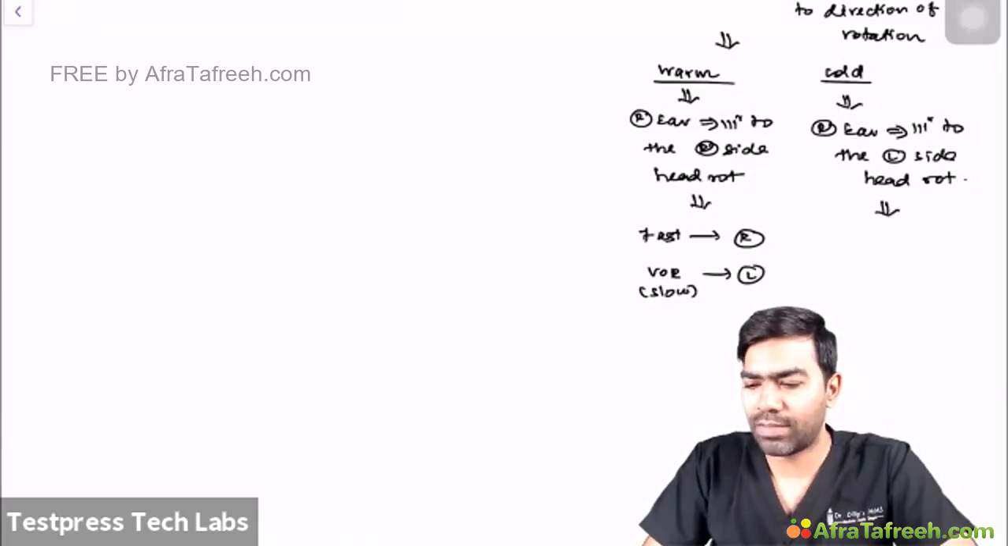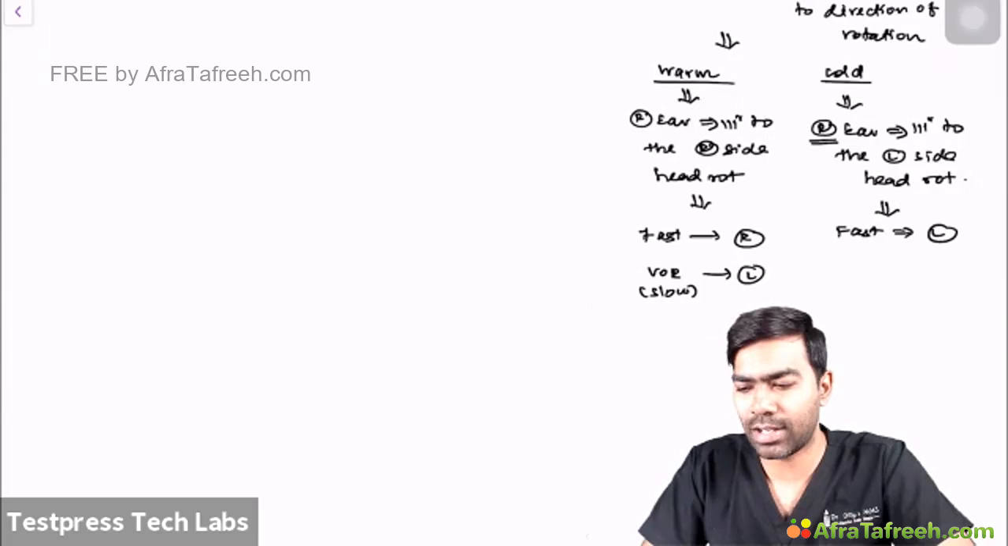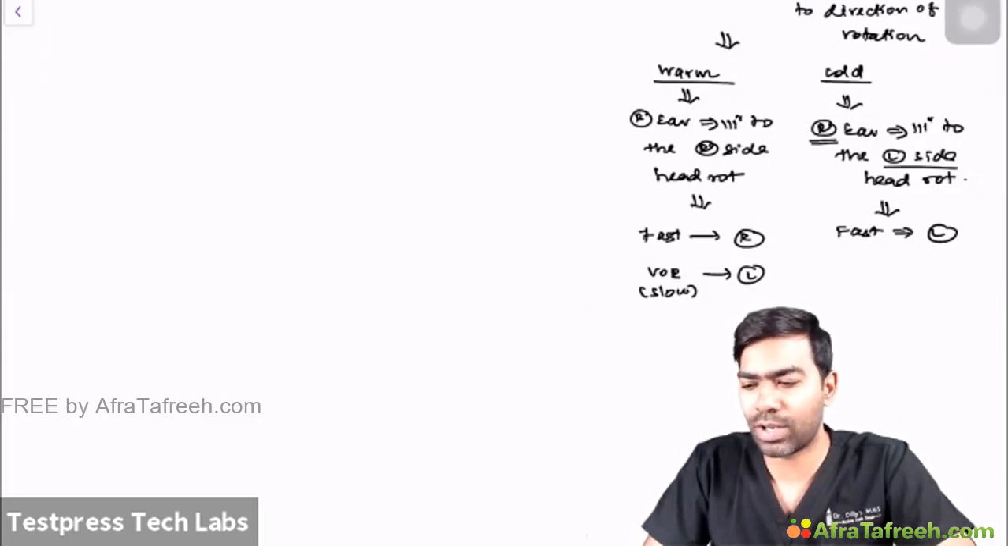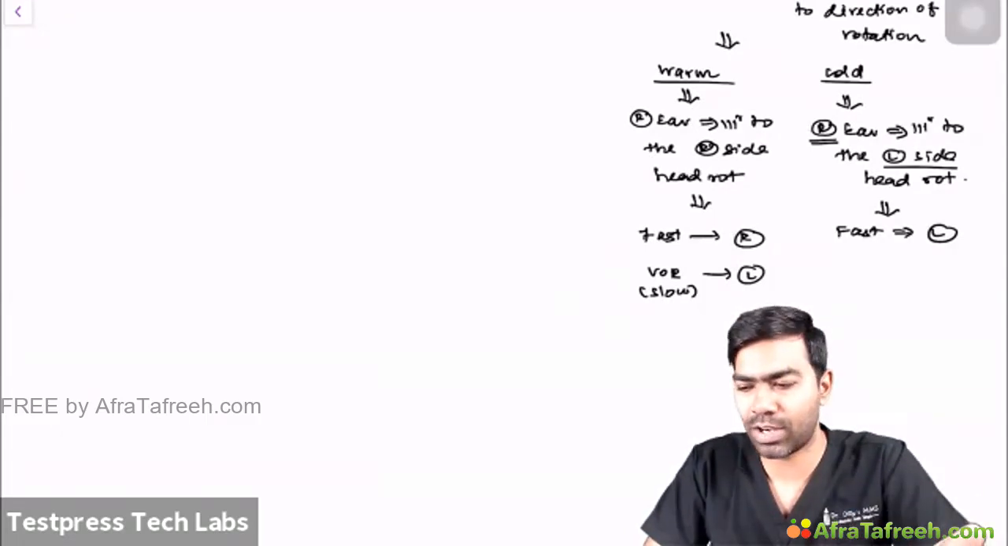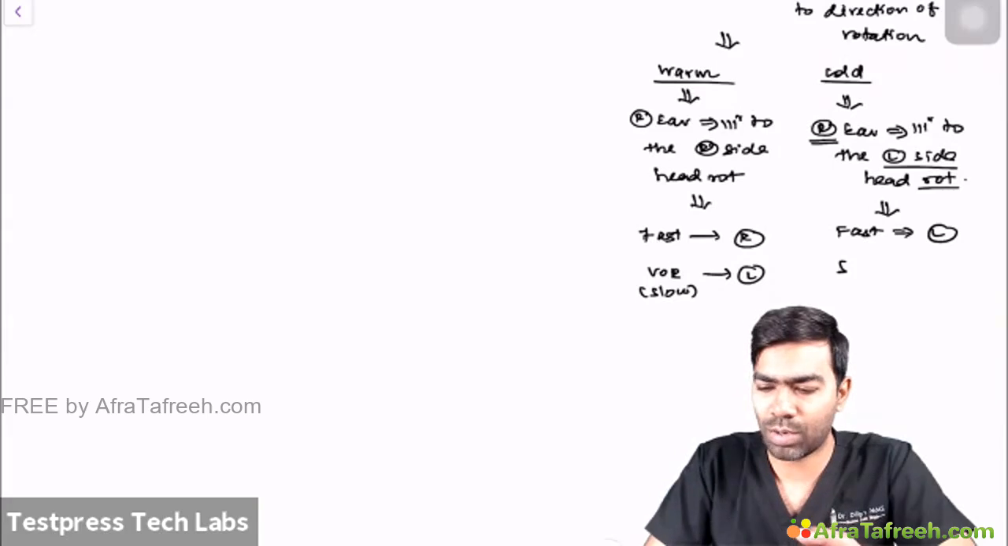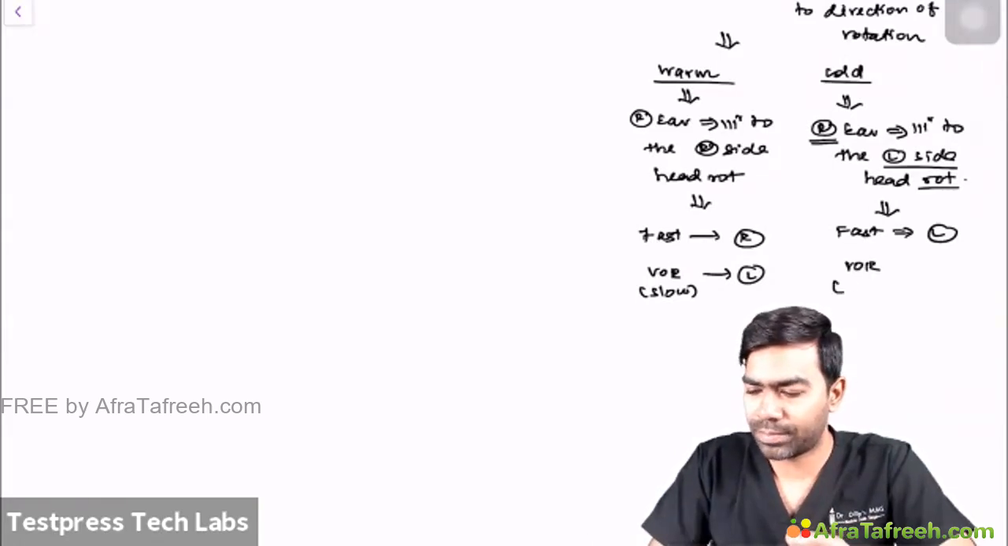And similarly, when you put cold water, you will get the fast component towards the left side here, because you're injecting cold water into the right ear, and it will create a scenario like the head rotation is happening towards the left side. And of course, the fast component will be towards the direction of head rotation, and that's why you're producing a fast component towards the left. And you will have the slow component, that is the vestibulocular reflex, happening on the right side.